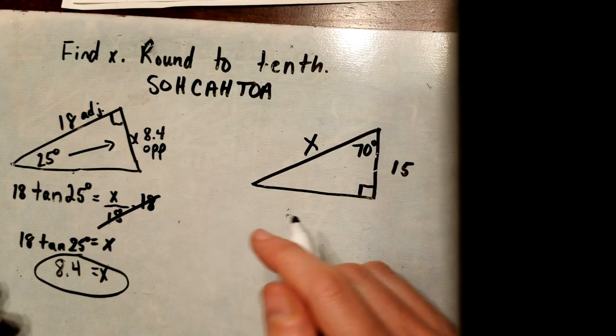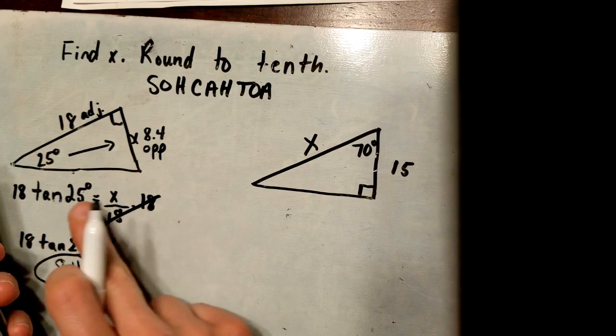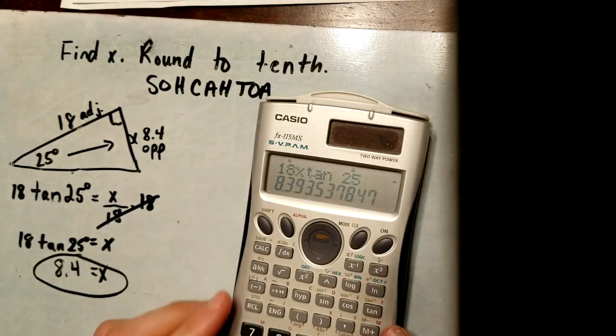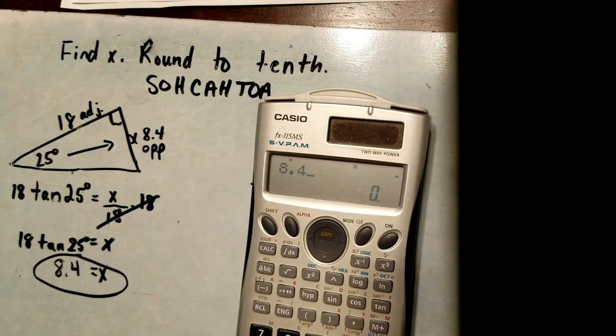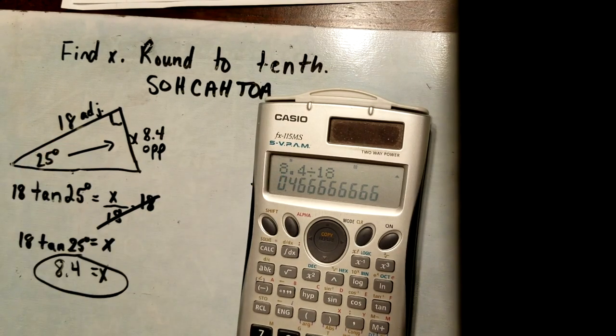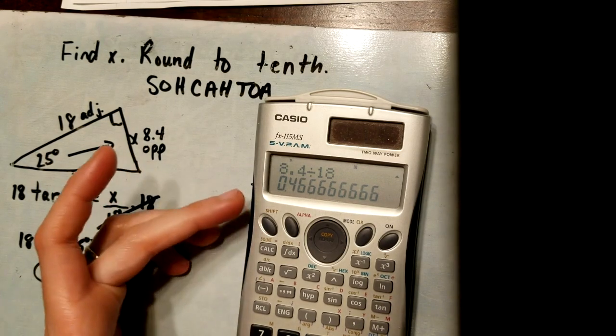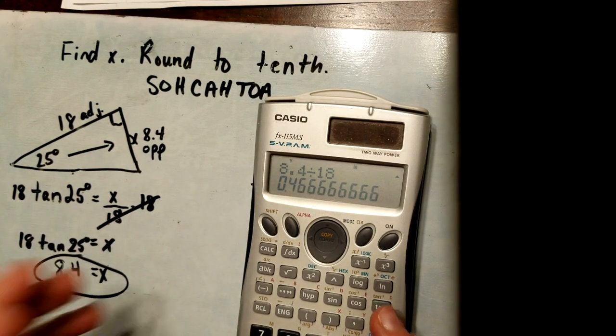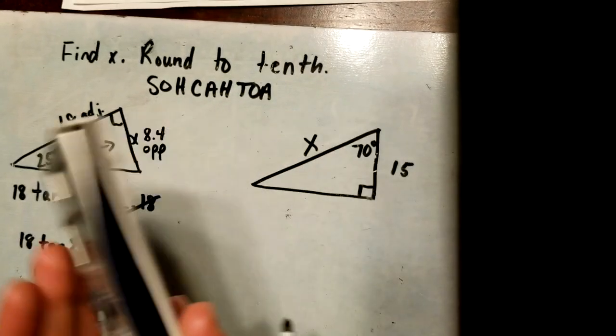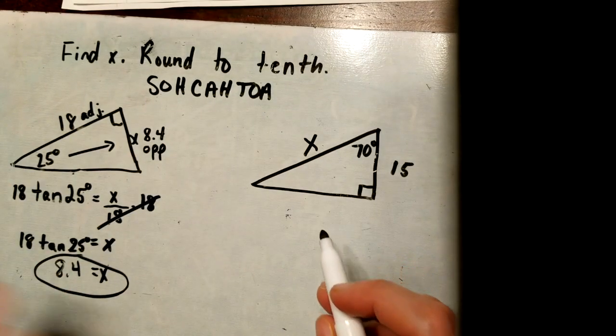Now if you wanted to check your answer, if I take 8.4 divided by 18, I get about 0.47. So again, it's not exact because we had to round, so you don't get exactly what that number was, but close. Okay, next one.